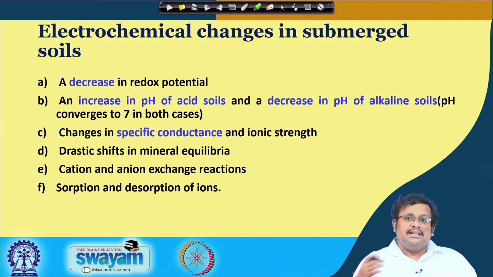We have discussed this in the last lecture, and also a decrease in pH of alkaline soil. So, basically you will see that whatever the pH is, whether it is alkaline or acidic, the pH tends to converge to the neutral condition, that is a pH of 7. Then you will see the changes in specific conductance and ionic strength.